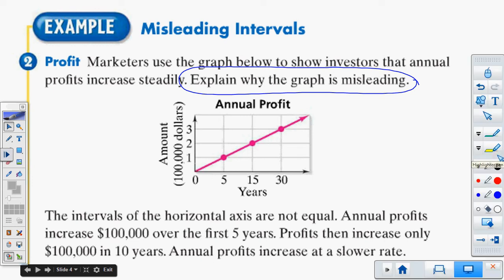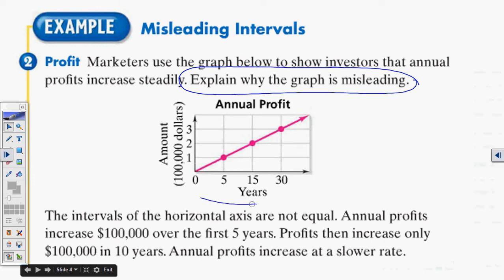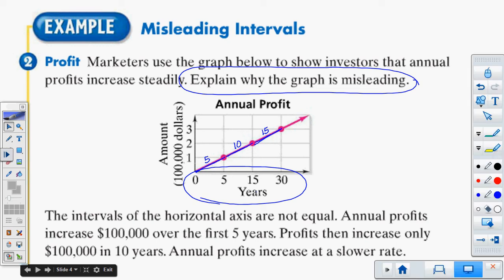If you look at it, this graph is misleading because the intervals on the bottom do not go up evenly. They're going by 5 years, 10 years, and 15 years. So right now, it took 5 years for that to grow. This time, it took 10 years for it to grow. And this time, it took 15 years for it to grow. So it really is not increasing steadily. It's slowing way down because it only took 5 years to grow the first time, and then the last time it took 30. So it is not increasing steadily.